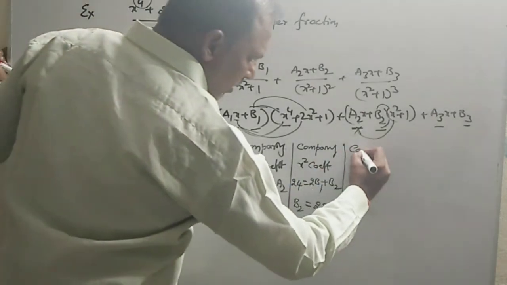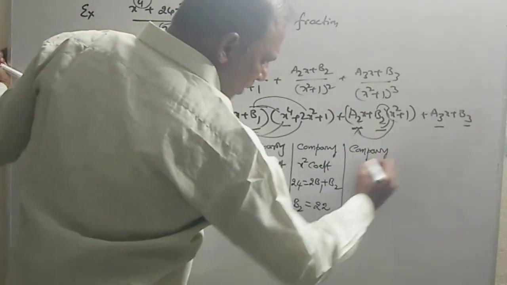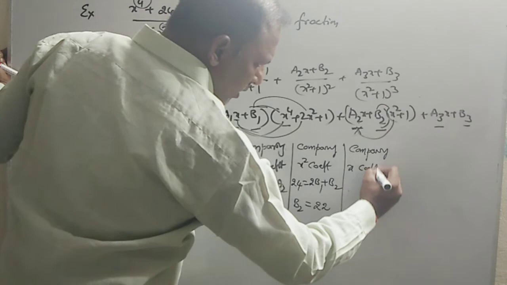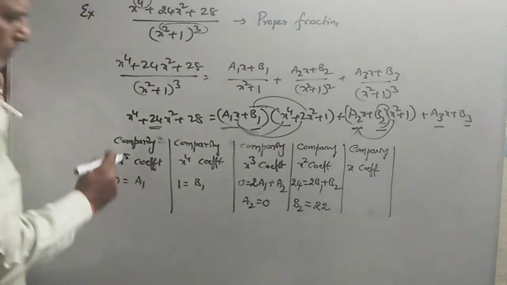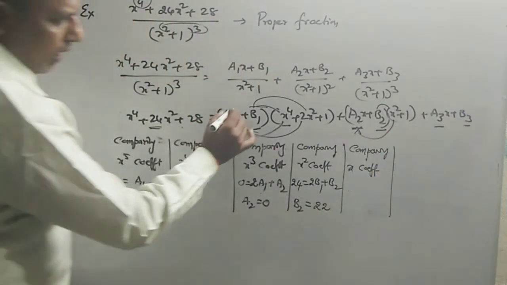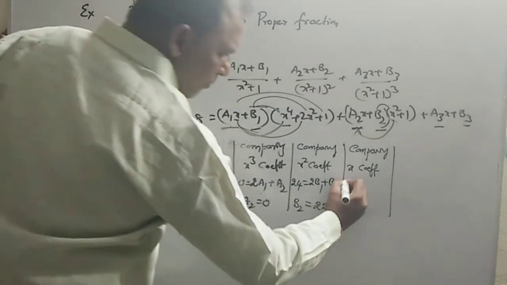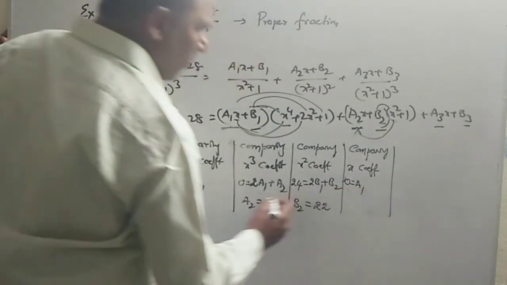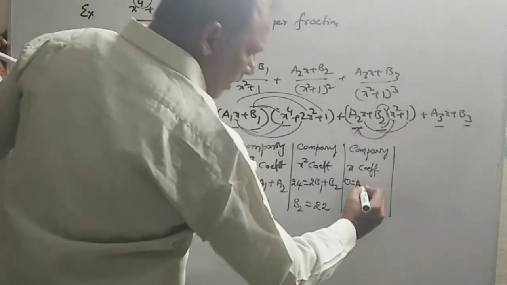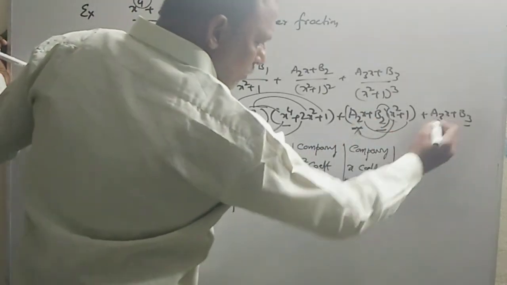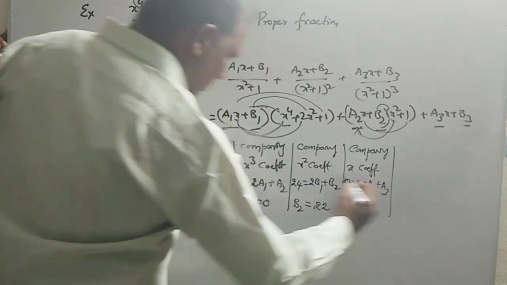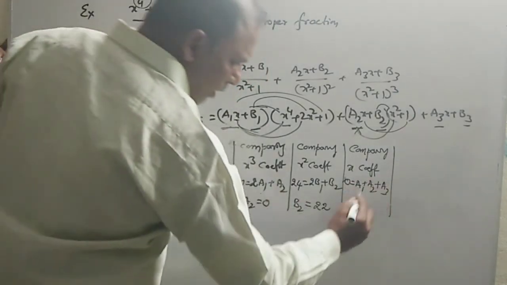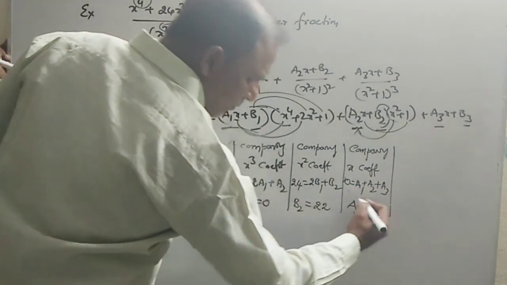Then comparing x coefficient. Here there is no x coefficient. Here it is a1. So 0 is equal to a1. And then here the x coefficient is a2. Here the x coefficient is a3. Since a1 is 0, a2 is 0, therefore a3 is also 0.